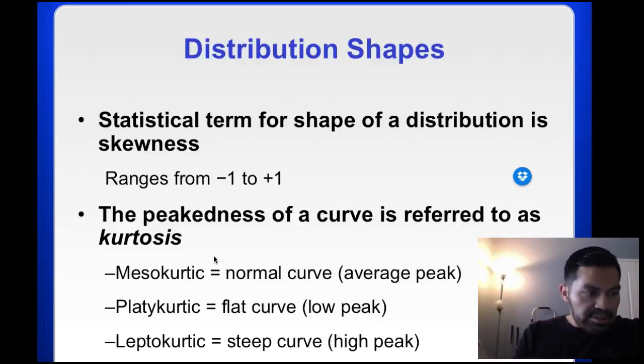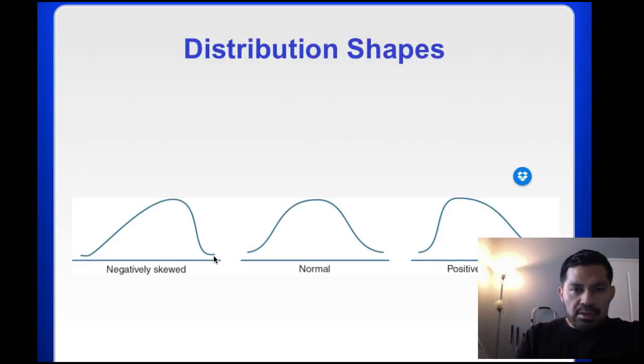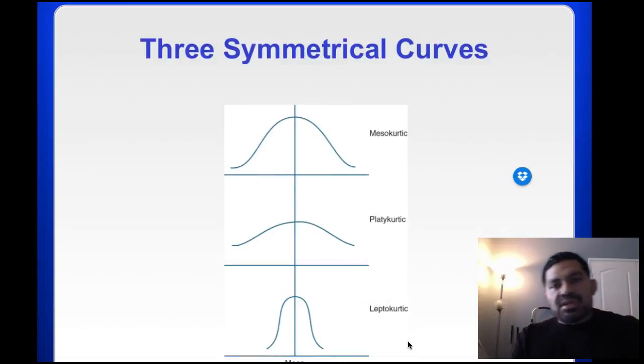So mesokurtic is a normal peak, platykurtic is a flat curve, and then leptokurtic is a steep curve. The other thing to note is in which direction a bell curve is skewed. Negatively means it's skewed towards the right, as shown here. Normal is just right in the center. Positively skewed would be skewed to the left. Here's your three types of curves: mesokurtic, platykurtic, and leptokurtic.